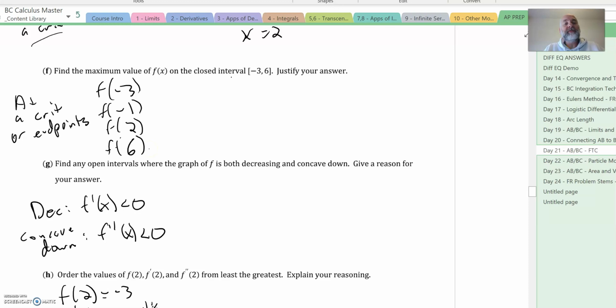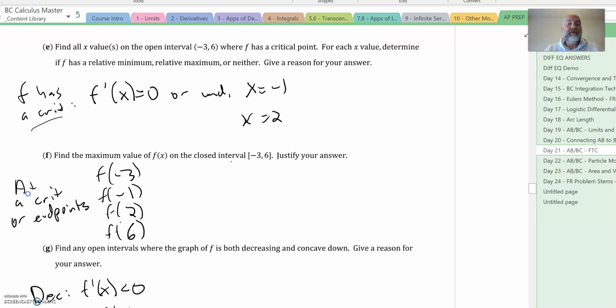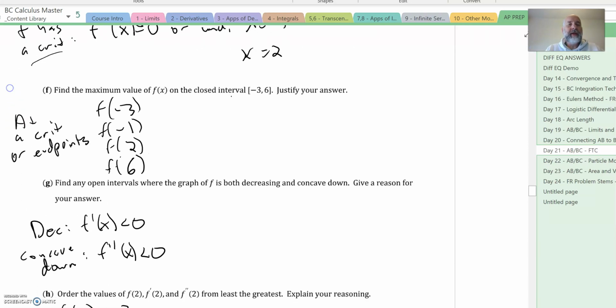Then find the maximum value on a closed interval. See, that was looking at the critical numbers and deciding whether they are local maxes or mins. But now find the absolute maximum value on a closed interval. So you have to look at the endpoints. Many of these you can figure out just by doing area.